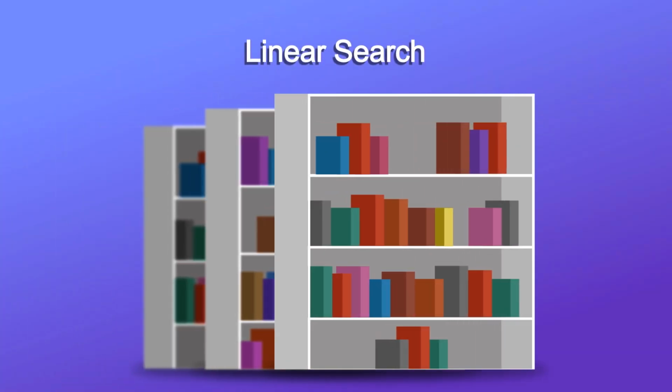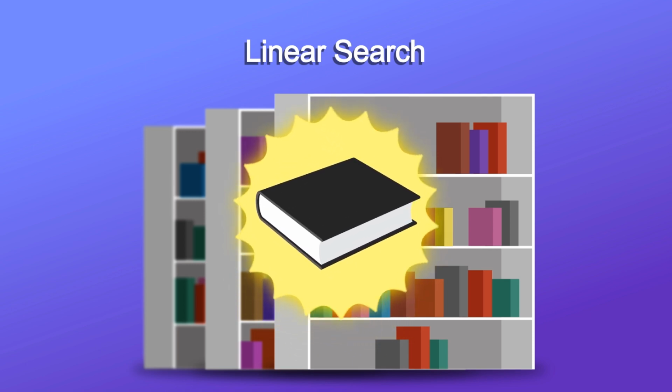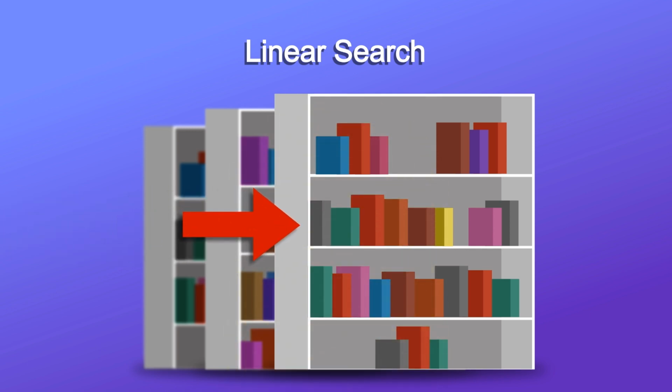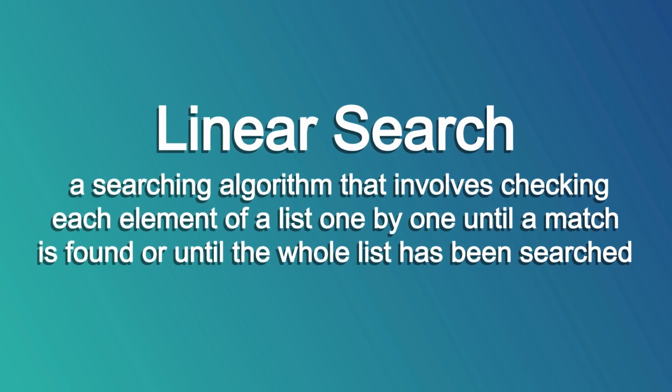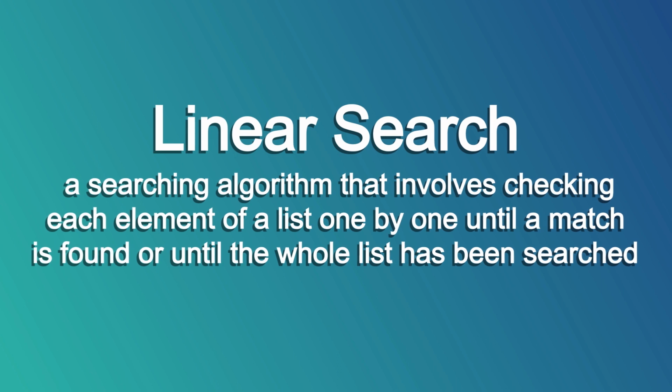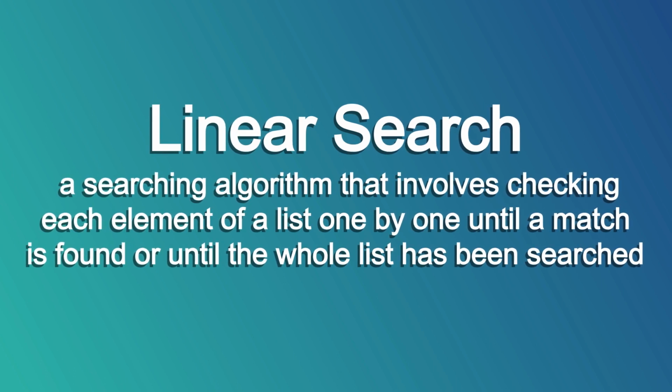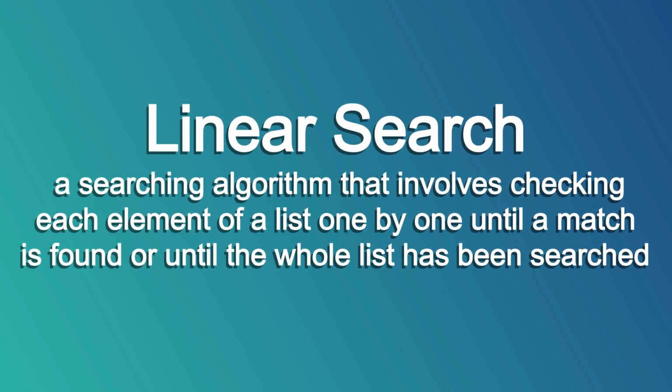Imagine you were in a bookstore and you wanted to find a certain book. You find the shelf where the book should be located, but none of the books are organized in alphabetical order. How would you go about finding the book you were looking for? Well, you might start at the beginning of the bookshelf and look at each book one by one until you found the book you were looking for. This is exactly how linear search works. Simply put, linear search is a searching algorithm that involves checking each element of a list one by one until a match is found or the whole list has been searched.